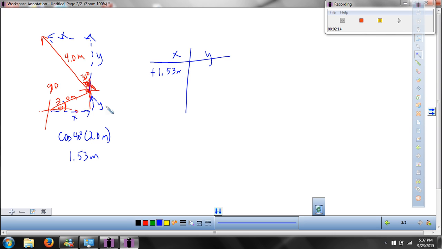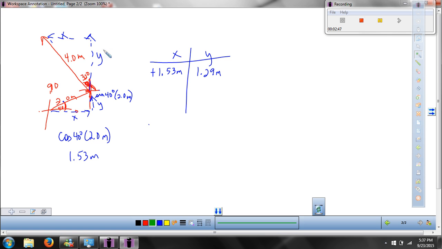This y is going to be the sine of 40 degrees times 2 meters. So when I did that, I got a positive 1.29 for my y component. So I finished with the first leg of the trip.